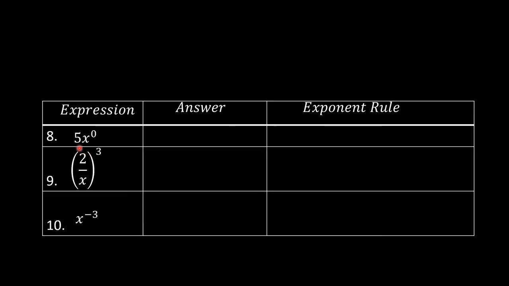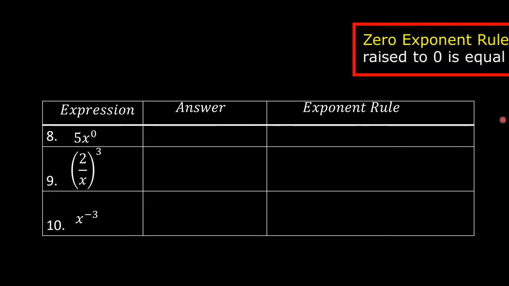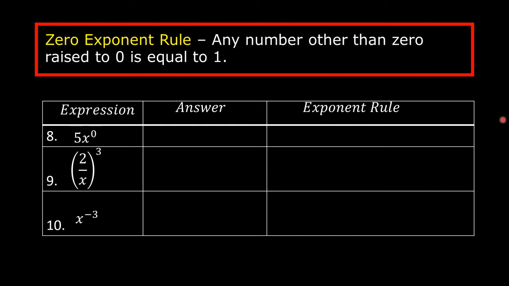Number 8. 5x raised to the exponent of 0. According to the zero exponent rule, any number other than 0 raised to 0 is equal to 1. x raised to 0 is equal to 1. 1 times 5 is equal to 5. So the answer is 5. The exponent rule in symbols is a raised to the exponent of 0 is equal to 1.